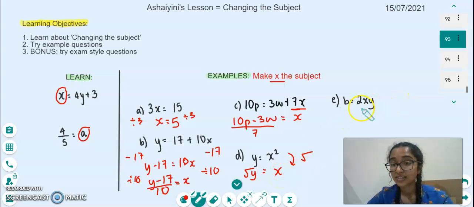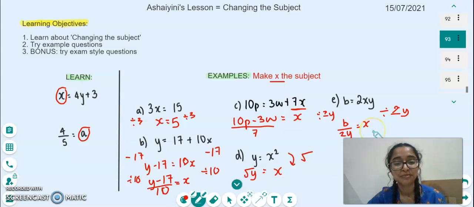Okay? And last but not the least, our example question E. To get x by itself, you can see that 2 times x times y equals b. We need to get rid of the 2 and the y. We can't do take away because it's not being added, it's actually being multiplied. The opposite of multiplied is divide. So we divide both sides by 2y. Okay? So the answer is b over 2y equals x. That is your answer for question E.